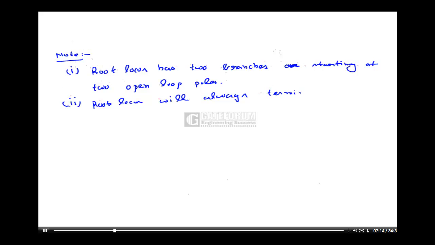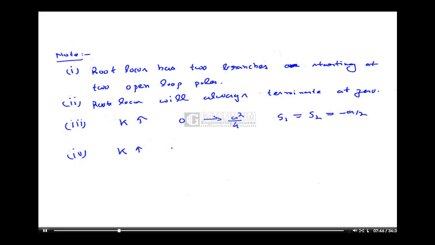Suppose there are 2 poles and 1 zero. Then in that case, one pole will terminate at the zero, another pole will terminate at infinity. With increasing value of K from 0 to A square by 4, I have seen my S1 is equal to S2 is equal to minus A by 2. This was one of the points we have observed. With increasing K, if it is increased from A square by 4 to infinity, S1 and S2 will become complex conjugate.